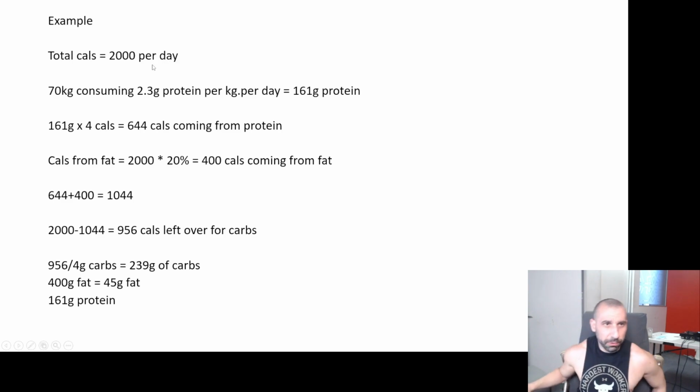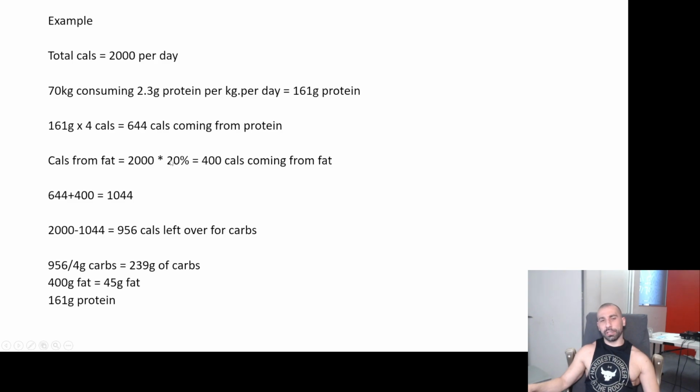So let's say in this example, this person wants to eat 2,000 calories per day, and he weighs 70 kilos, and he decided that he wants to eat 2.3 grams of protein per kilo. So if we times 2.3 times 70, that's going to be 161 grams of protein. We said that there is 4 calories per gram of protein. So if we times 161 grams of protein times 4 calories, that's 644 calories from this 2,000 that they're eating, 644 is coming from protein. Now we want to work out how many calories we are going to distribute to fats.